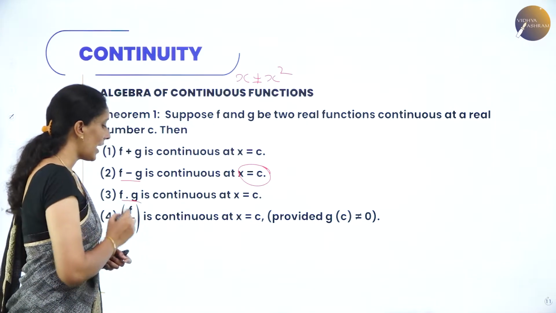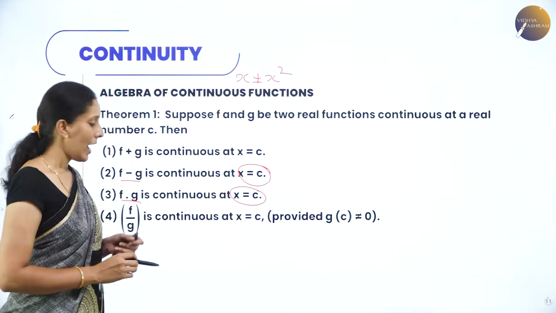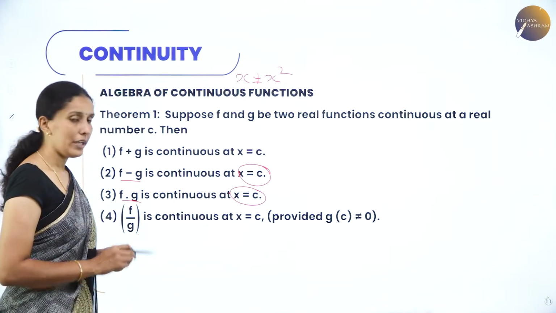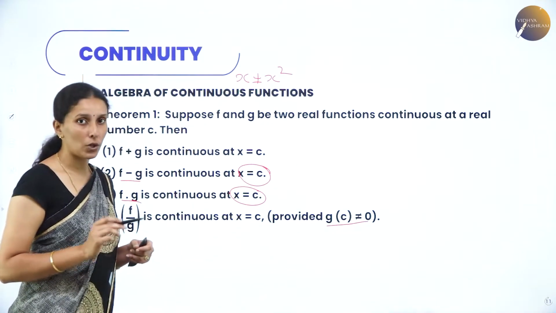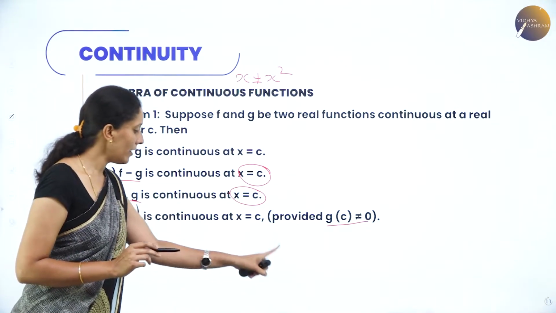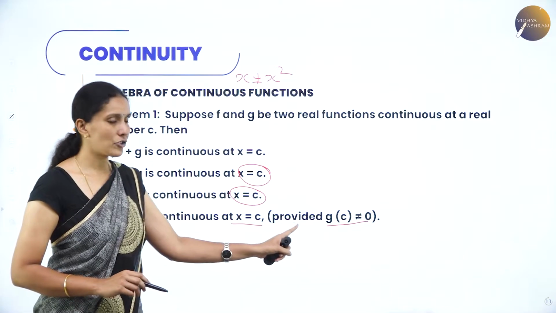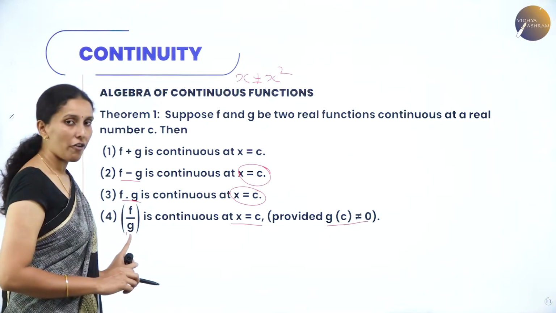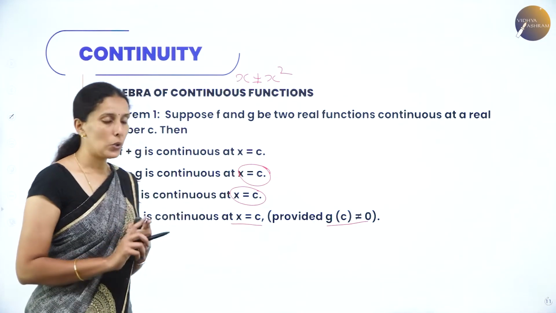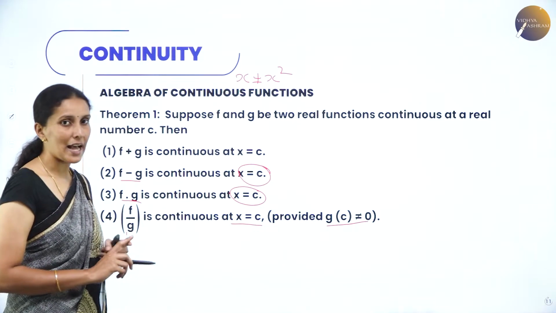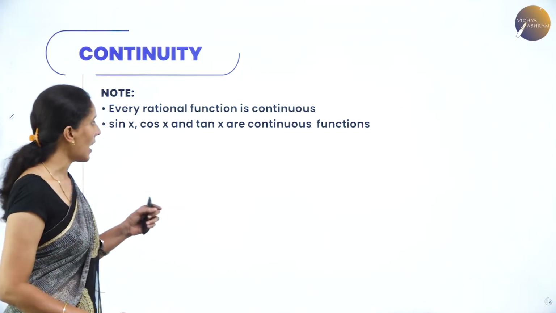And the product f dot g is also continuous at x is equal to c. And we have f over g, provided g of c, that is the function at this point, should not be equal to 0. So this is only an extra condition, that is, g of x should not be equal to 0 at the point c. Then only we can define f by g as a continuous function at the given point. So we can take a few examples.